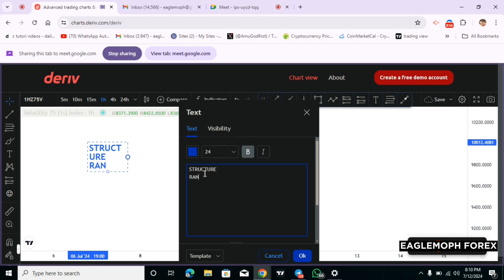Structure, range, area of value, liquidity, and then entry. So before we proceed, I would like to say something brief about the main course itself.